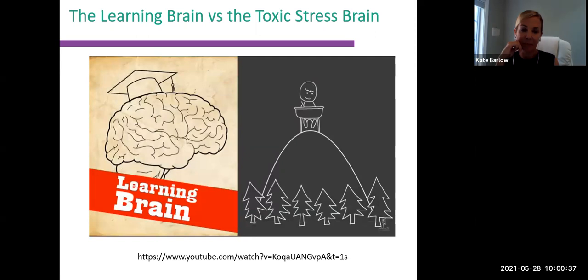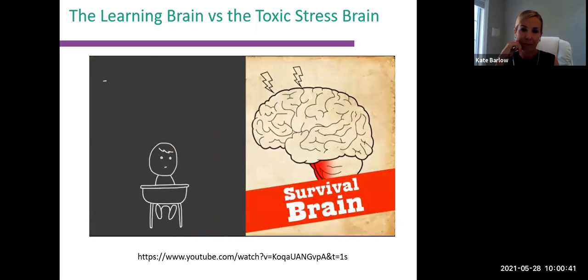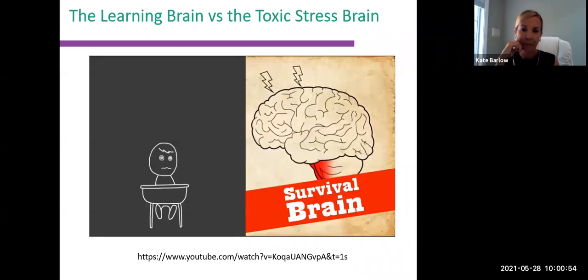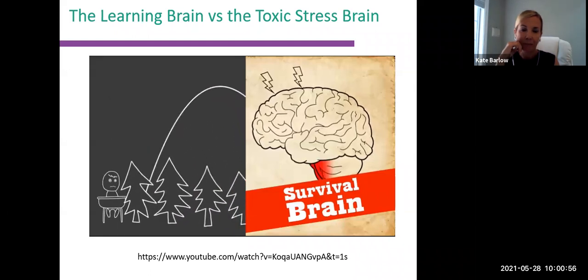Now, survival brain, on the other hand, is completely different. It's hyper-focused on threat. It doesn't like ambiguity. It wants clear, hard facts. It thinks in black and white terms. It doesn't want anything to be gray at all. And then emotionally, you can imagine that survival brain makes people feel panicky, a little obsessive and afraid of getting things wrong. And they don't feel calm and open to learning new things. They just want to get things over with.